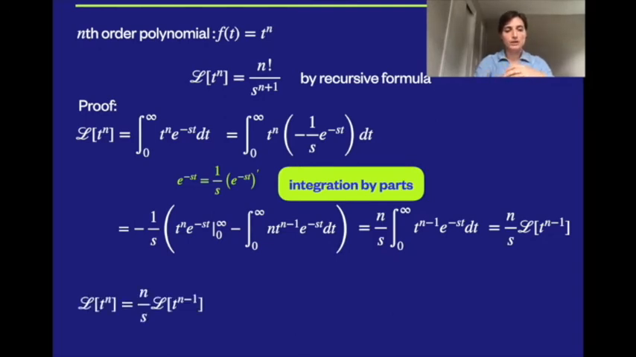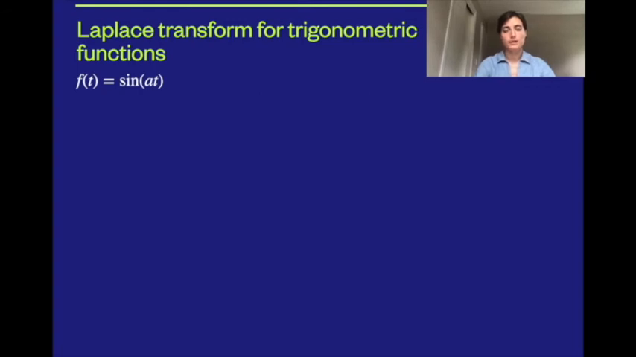So we retrieve that the Laplace transform of t to the n is n over s times the Laplace transform of t to the n minus 1. Recursively, we can find that this is equal to n factorial over s to the n times the Laplace transform of 1 that we have computed already. So we can prove the formula for the Laplace transform of t to the n. Let's go now into trigonometric functions.